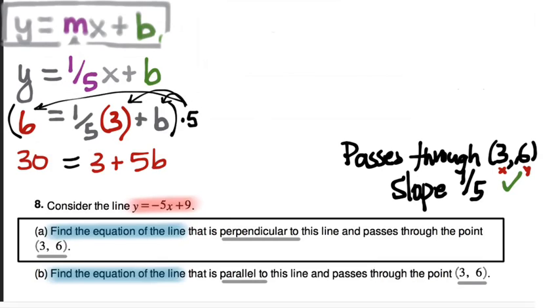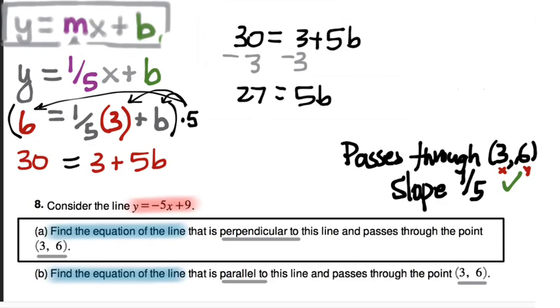And now to get b by itself, what do I want to do first? Subtract 3. Takes the order of operations backwards. I'll get 27 equals 5b. And finally, divide by 5. And I find out that b is 27 over 5. I don't feel any particular need to change that into a decimal or a mixed number or anything. Just leave it as an improper fraction.